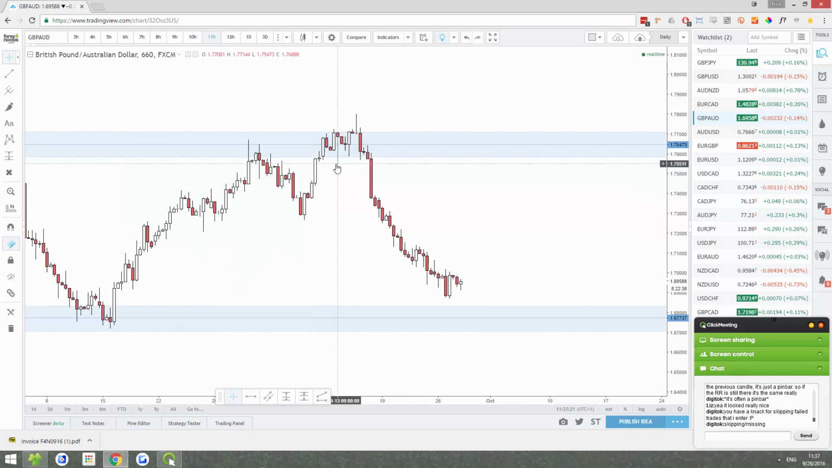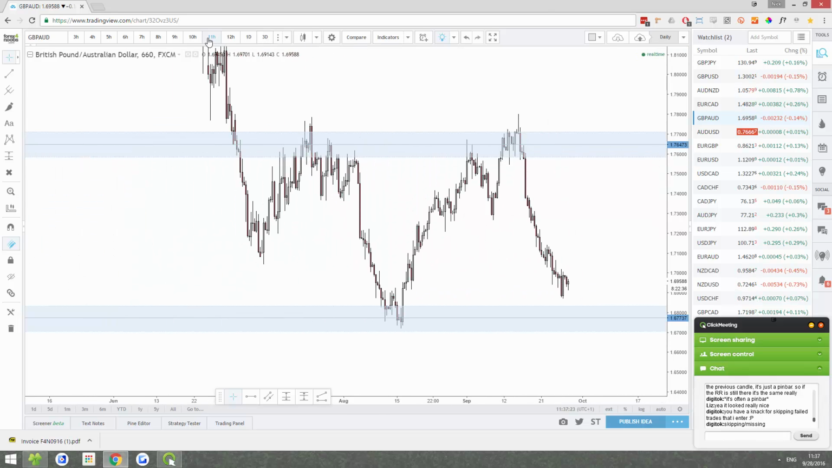GBP AUD, what's that up to? Still pushing towards those lows.